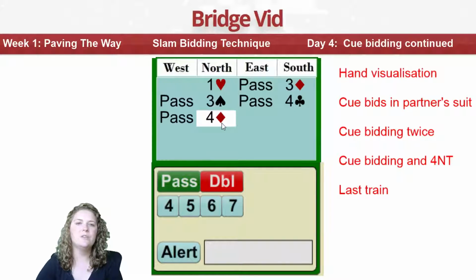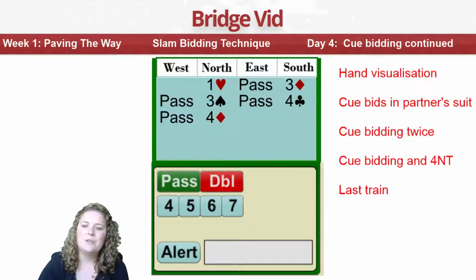So the principle is if you cue bid a suit twice, you have to have first and second round control. And if you cue bid a suit where one of the players has shown a singleton or void, you must also have the ace of it, or if you showed the singleton or a void, you must have a void.